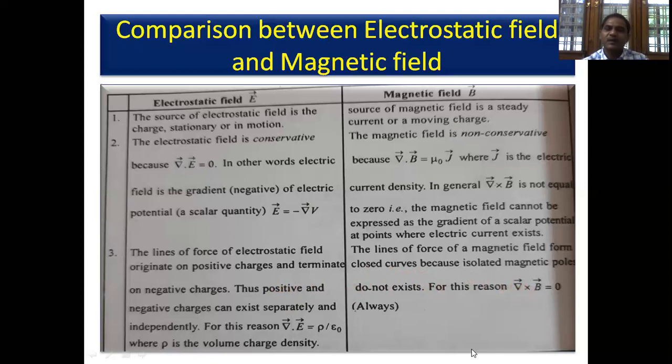In the case of electric field, del bar dot E bar equals rho by epsilon naught. Here del bar cross B bar equals what? Del bar cross B bar is not equal to 0. Del bar cross B bar equals mu naught J. So we correct this one. Del bar cross B bar equals mu naught J here. Okay. Here the correction is del bar cross E bar equals 0.